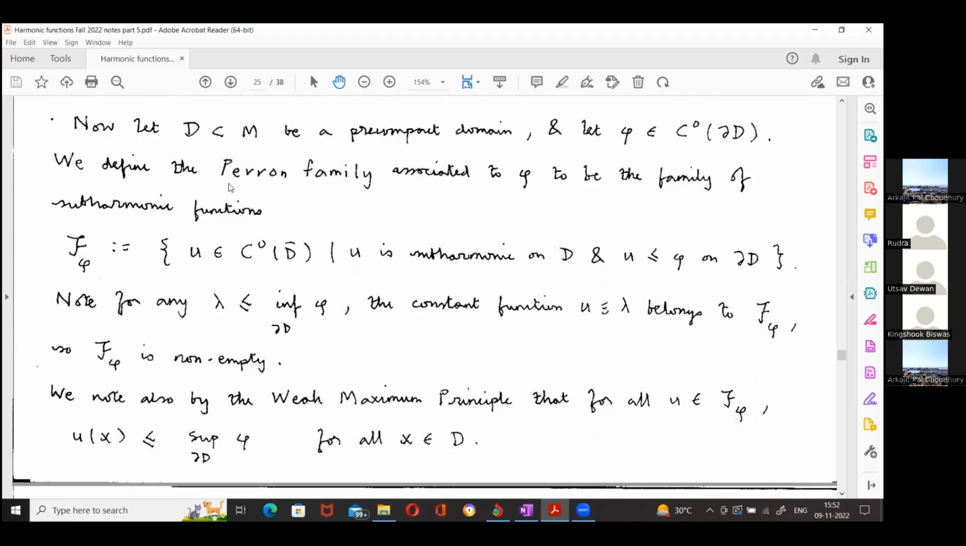So we define the Perron family to be the family of subharmonic functions F sub phi, which are functions u which are continuous in the closure of the domain, such that u is subharmonic on D and u is less than or equal to phi on the boundary of D.